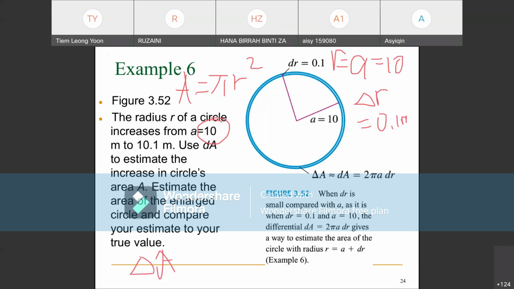You understand the question? Originally, the circle has an area of pi r squared, where r equals a equals 10 meters. When the radius changes by 0.1 meter, it will cause A to change by a little bit. So the question is, what is the change in A?